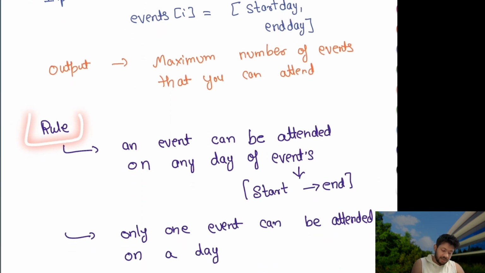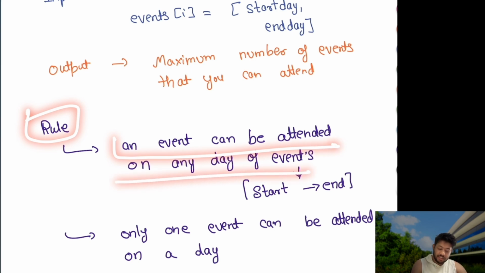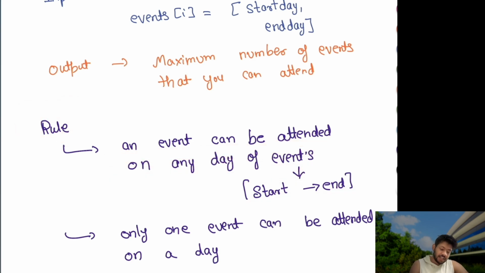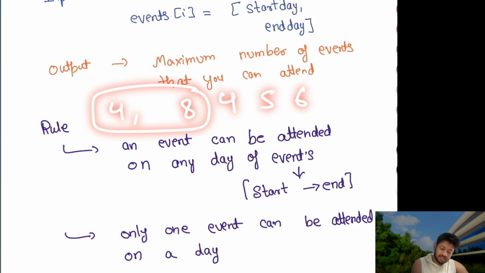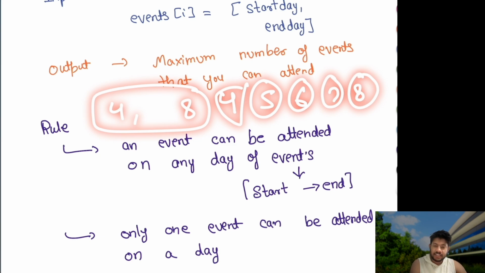Now, there is a rule based on which you need to find the output. We know that we need to find the number of events we can attend, to the maximum. Now, we should know what can be called attending an event. So the rule is, an event can be attended on any day of the event's start to end day. It means that if an event is happening from day 4 to day 8, that is, the days are 4, 5, 6, 7, 8, these are the 5 days on which the event is happening. I can say that I have attended a particular event if I attend the event on any day of the event's start to end.